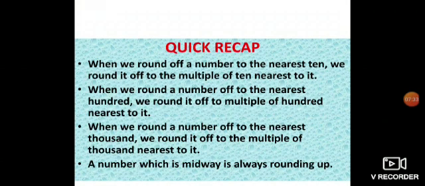It's time for a quick recap. When we round off a number to the nearest 10, we round it off to the multiple of 10 nearest to it. When we round a number off to the nearest 100, we round it off to multiple of 100 nearest to it. When we round a number off to the nearest 1000, we round it off to the multiple of 1000 nearest to it. A number which is midway is always rounded up.